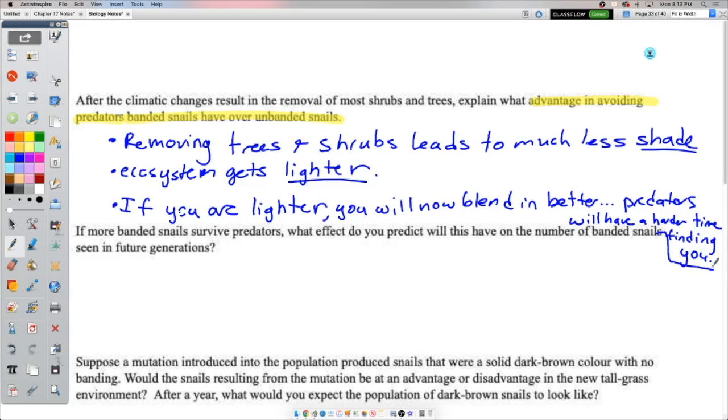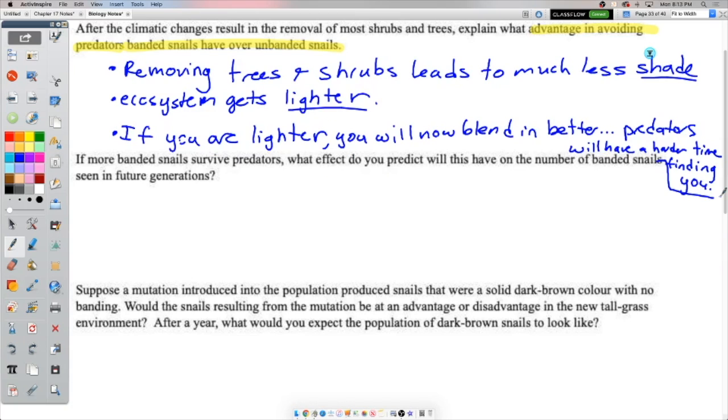Right? Predators are not going to be able to find you as easily. All of your two striped snail brothers are going to get eaten instead of you while you're hiding literally in plain daylight, right? That's why you're able to hide, because it's lighter out now and you are lighter. So, if more banded snails survive predators, like we just said it would, what effect do you predict this will have on the number of banded snails seen in future generations?